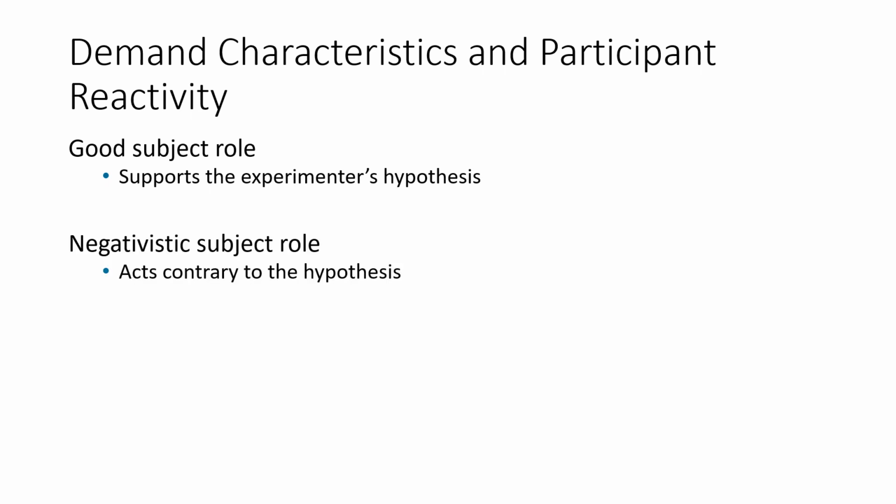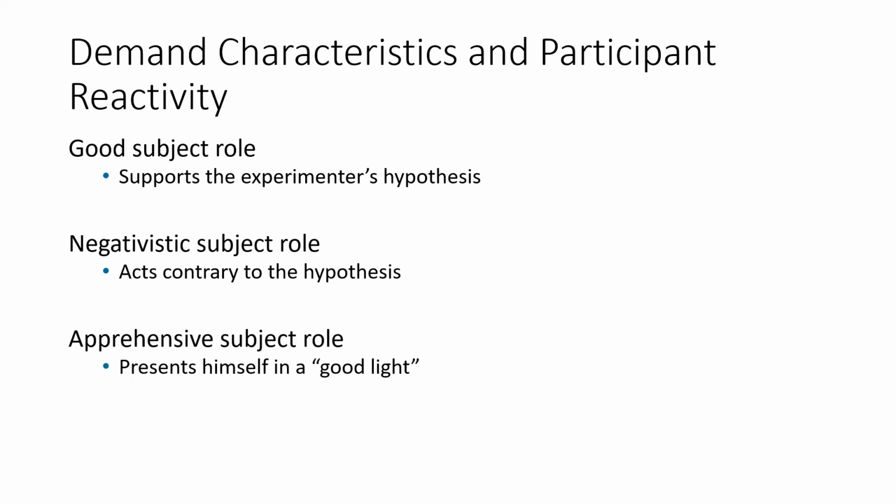The next is the negativistic subject role. This is the opposite of that. This is where knowingly or unknowingly people act contrary to the hypothesis, or the suspected hypothesis. So they are knowingly or unknowingly sabotaging the experiment.